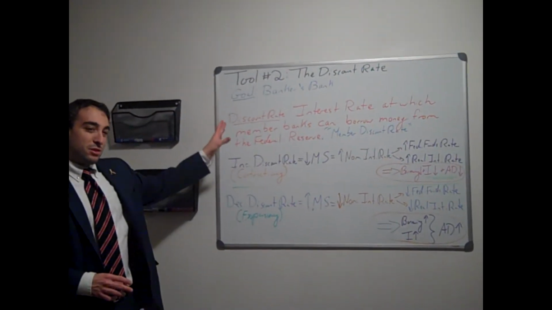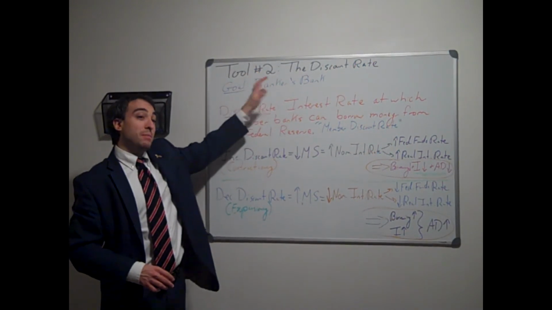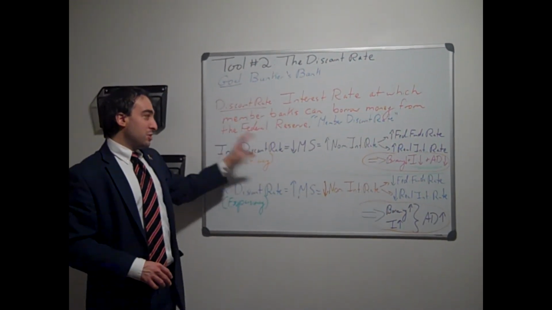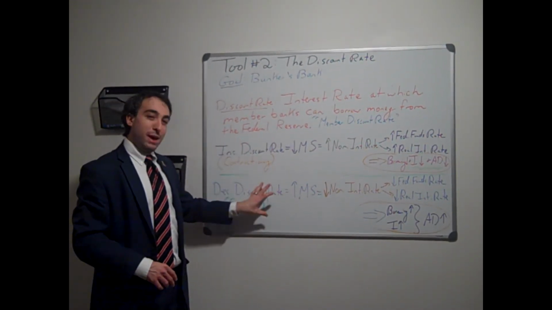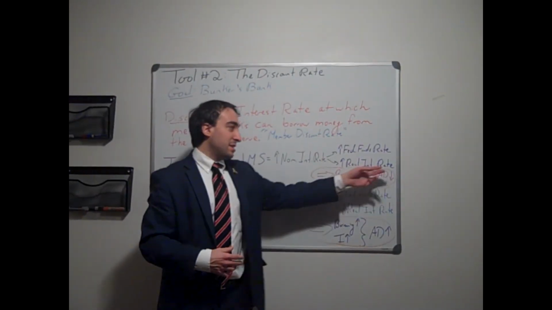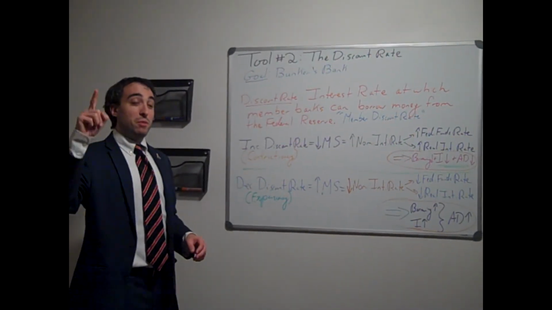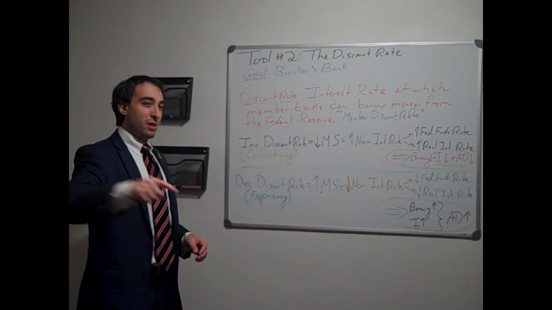So this is how tool number 2, the discount rate, the Federal Reserve being the banker's bank, with either a contractionary or expansionary monetary policy, will affect the banking system and thus affect the overall economy. Now let's take a look at our third but most popular tool, the open market operation.